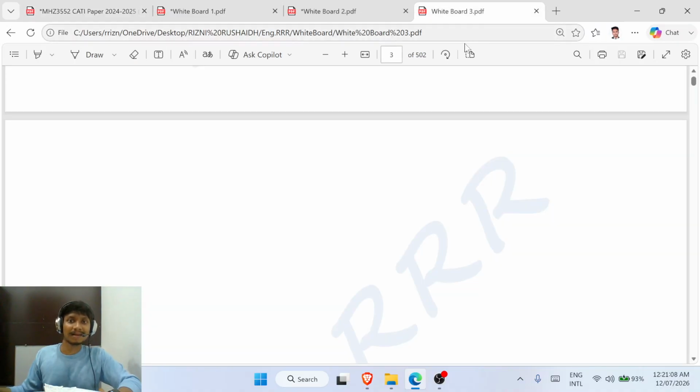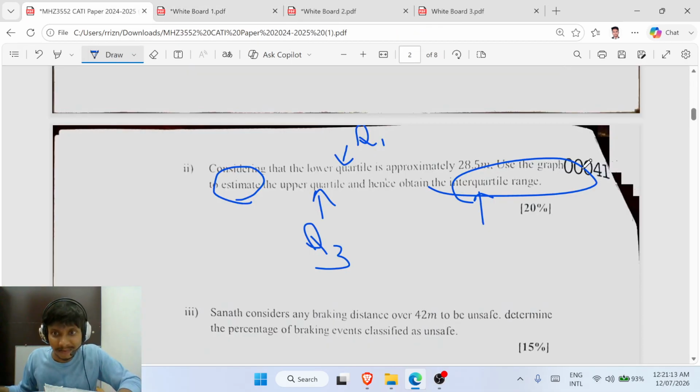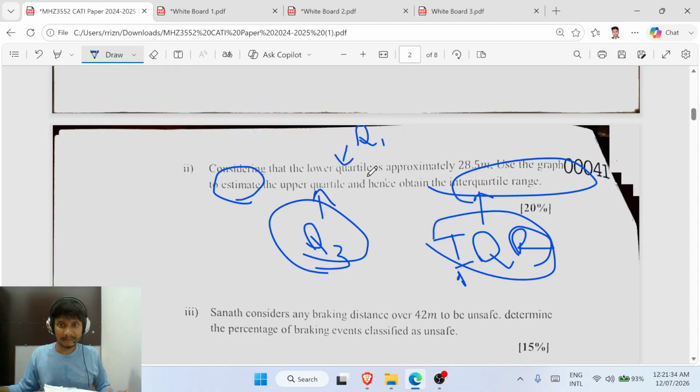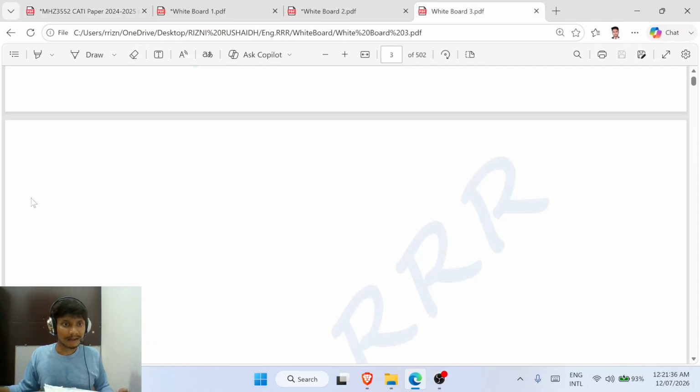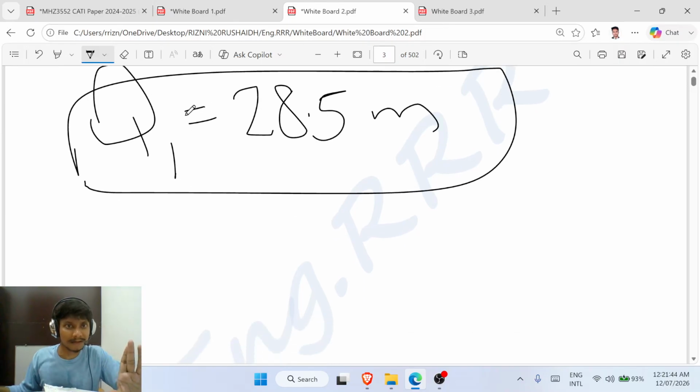What is the interquartile range? We will discuss that later. In this question, use the graph to estimate the upper quartile, and hence obtain the interquartile range, which is IQR. First we have to find Q3, then we can find the IQR. How to find Q3? Q1 is equal to 28.5 meter.